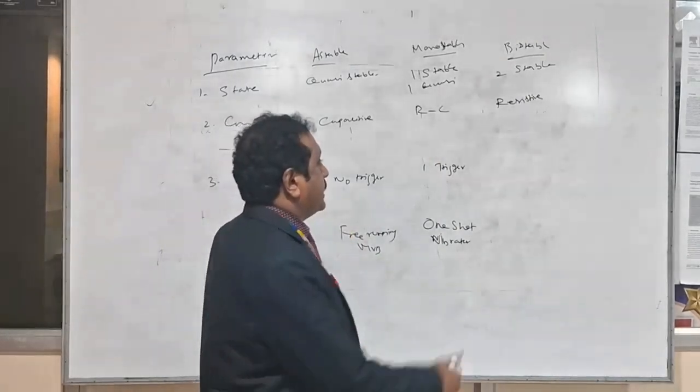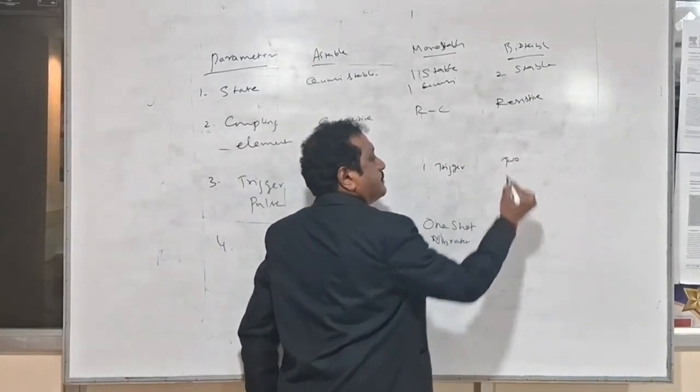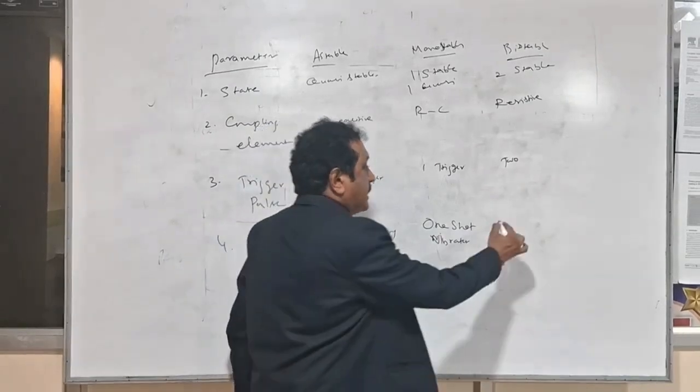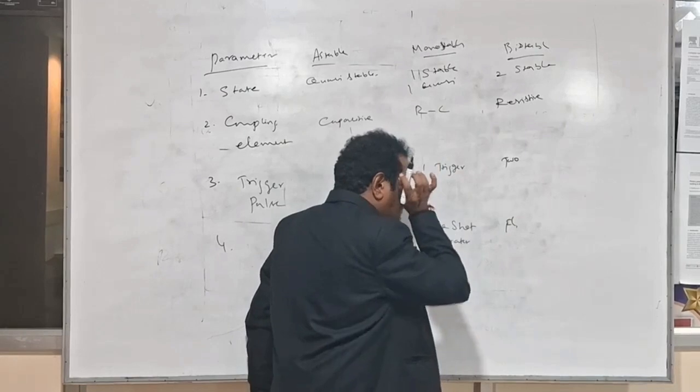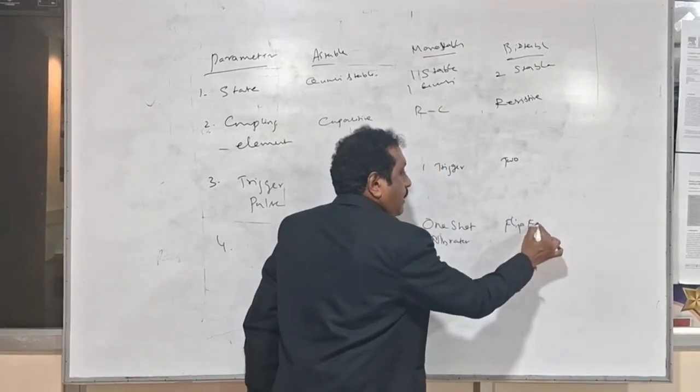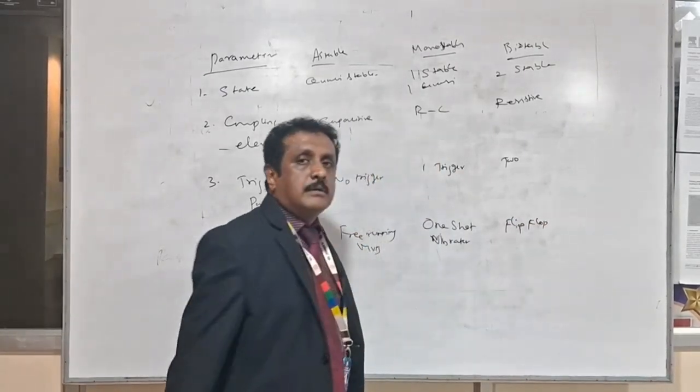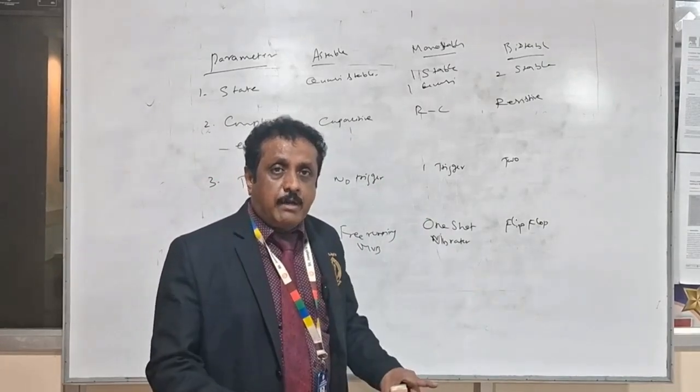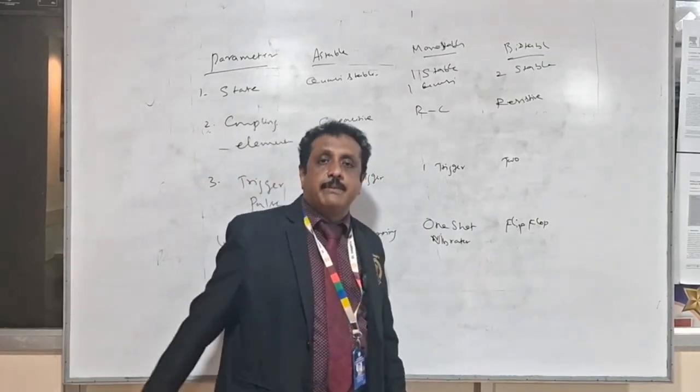And the third one, trigger: it requires two trigger pulses. Thus it is otherwise called a flip-flop circuit or binary circuit. So that is the entire comparison table of all three kinds of multivibrators.